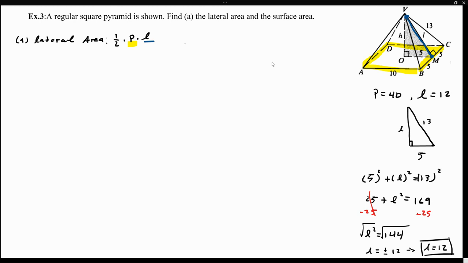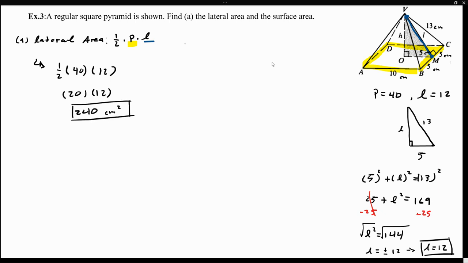So definitely we have enough information to find the lateral area, because now the lateral area can be defined as 1/2 times the perimeter, which we found to be 40, times the lateral height, which is 12. Now if we simplify this, 40 over half is 20, and 20 times 12 is equivalent to 240. But notice that, let's assume that the sides were given to us in centimeters. Therefore, the lateral area must have the units of centimeters squared.